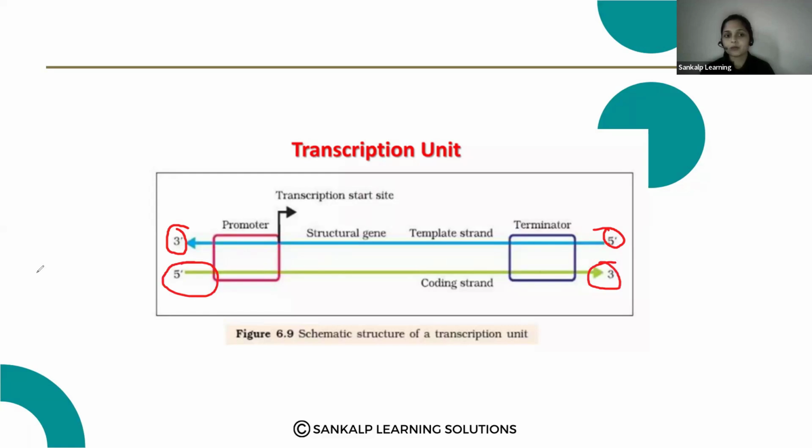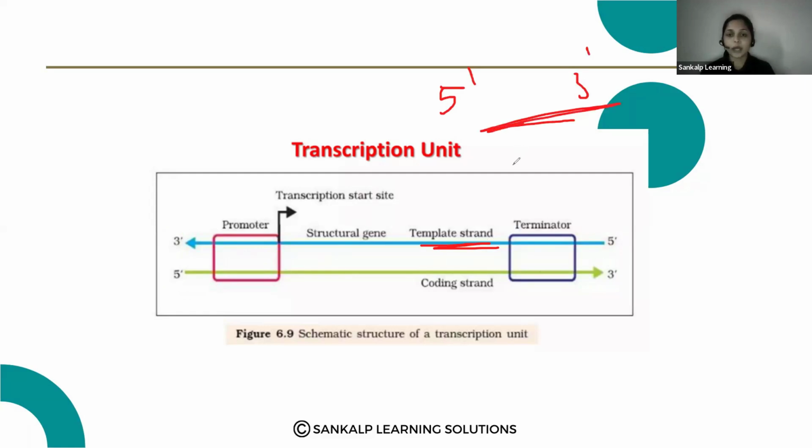Here the template strand acts as the strand that produces the new mRNA, always mRNA, which has the 5' to 3' direction polarity. Okay. So these are some very important 2-mark questions.